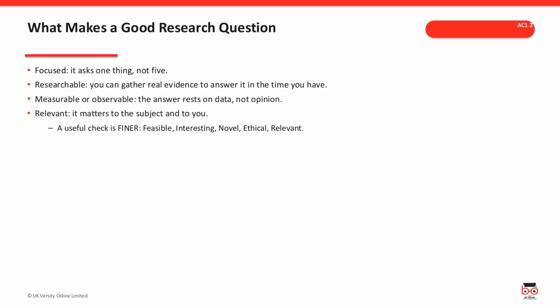So what actually makes a research question a good one? It should be focused, asking one thing rather than 5, and researchable, meaning you can gather real evidence in the time you've got. It needs to be measurable or observable, resting on data rather than opinion, and relevant, both to the subject and to you. A handy checklist is FINER, which asks whether your question is feasible, interesting, novel, ethical, and relevant. All useful things to run a survey idea through before you commit.